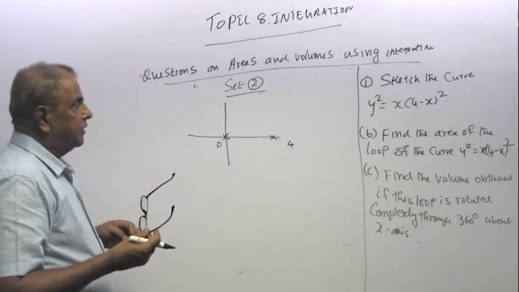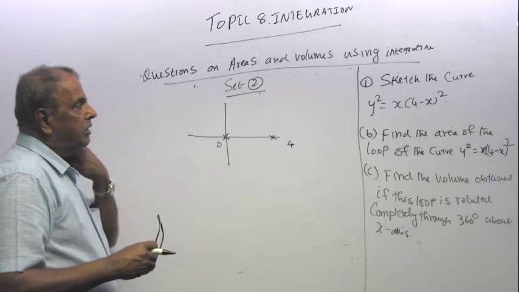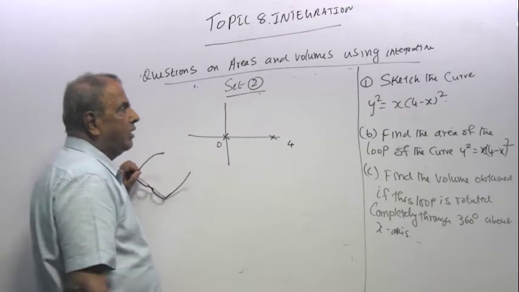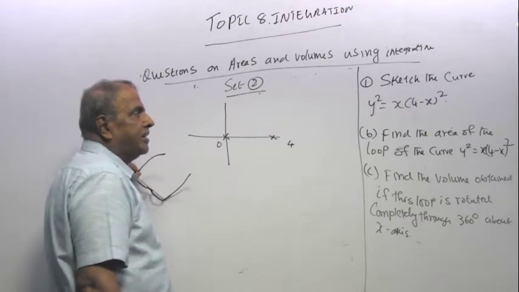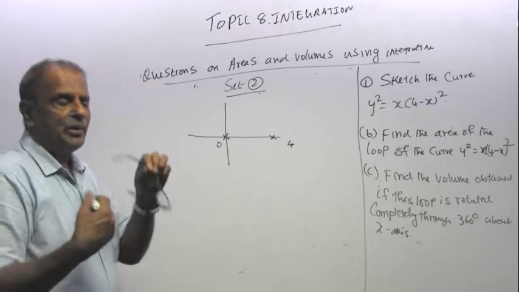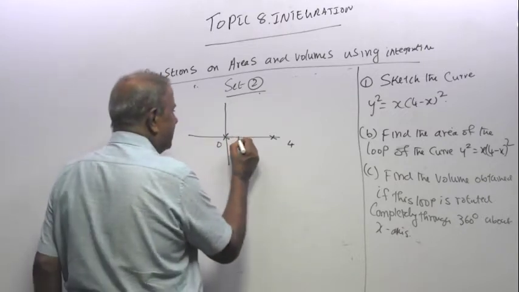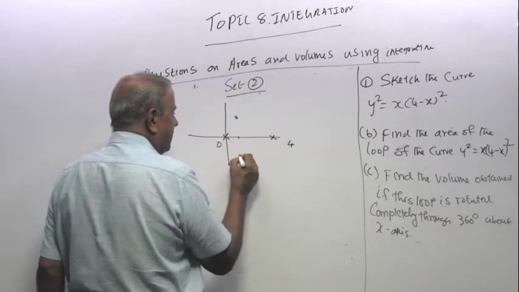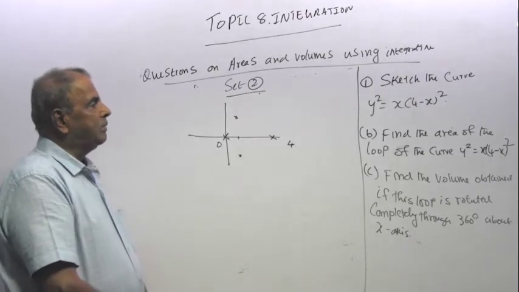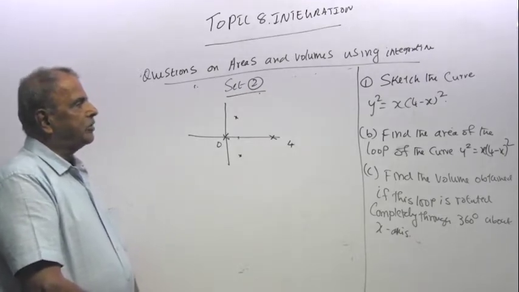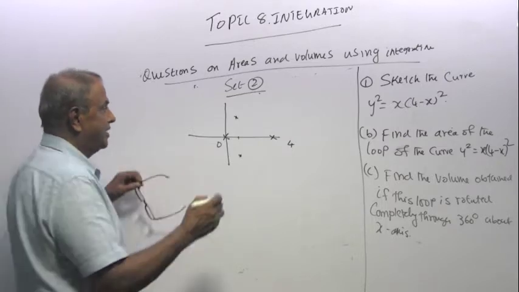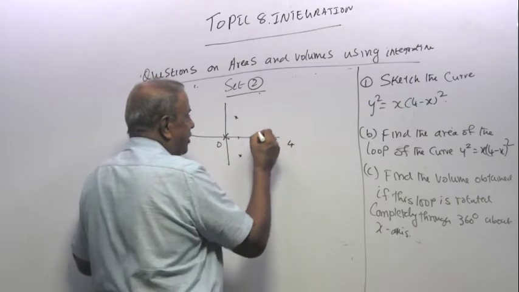To get the graph, what happens between 0 and 4? Put x equal to 1, let's say. y squared is 3 squared, so y is plus or minus 3. So at 1, it is plus 3 and minus 3. Suppose you put x as 2. y squared will be 2 times 4, 8. So y will be plus or minus root 8. Root 8 is less than 3, so somewhere here.